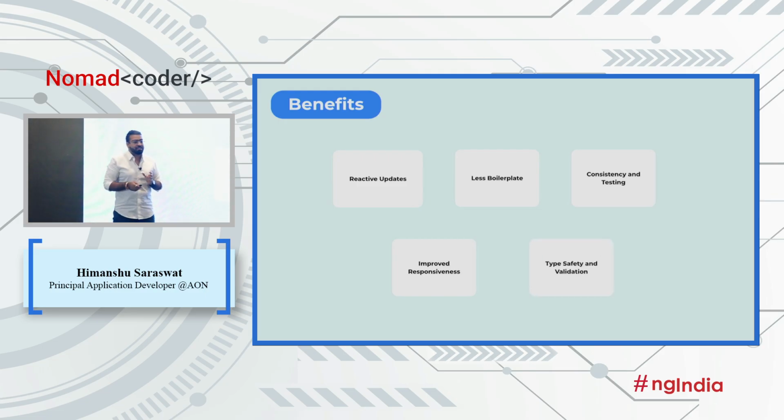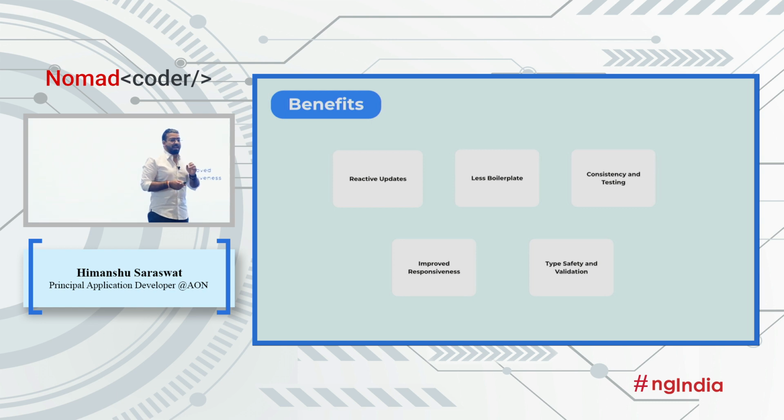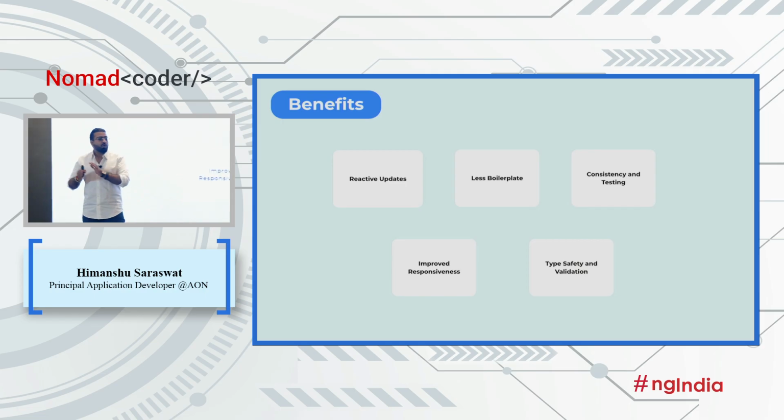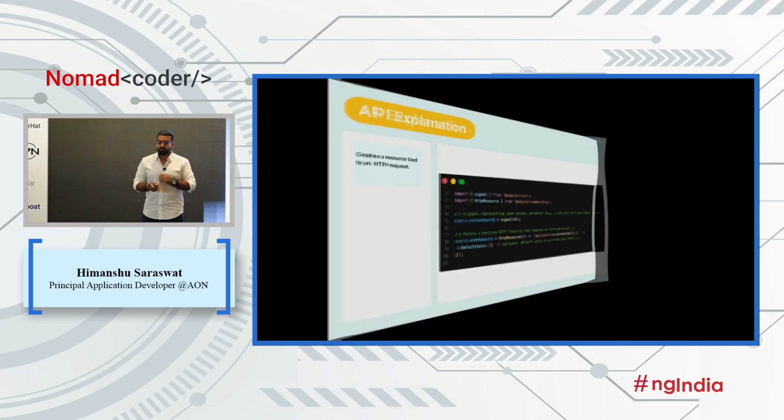Type safety and validation. The httpResource API exposes a very neat option, which is known as parse. So you can integrate your type safety validation or schema validation libraries like Zod, and you can easily have good runtime type safety as well as what you are used to in development mode.